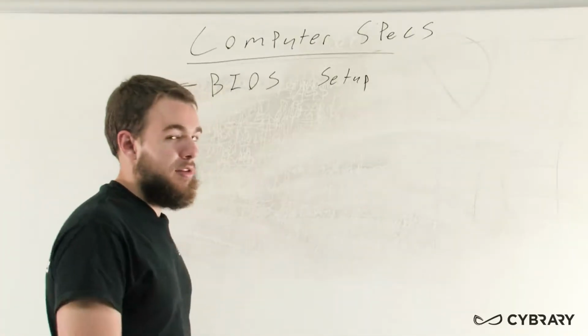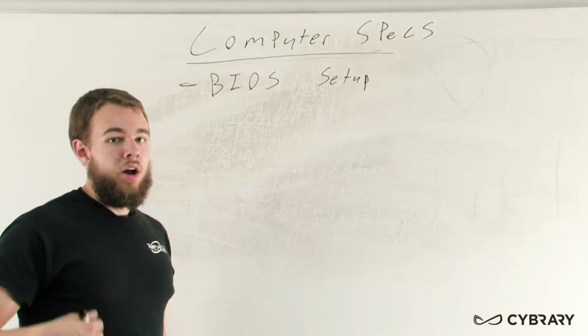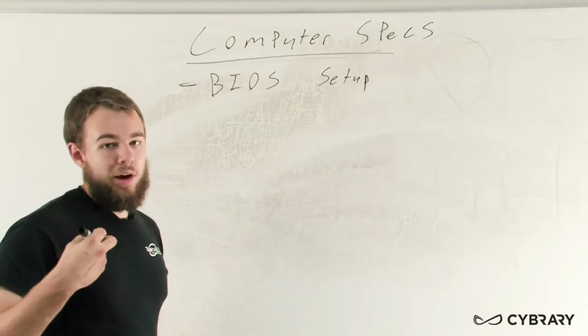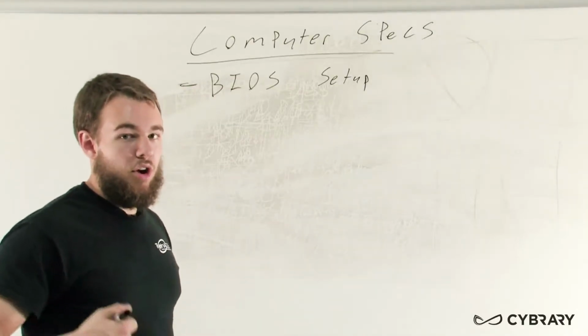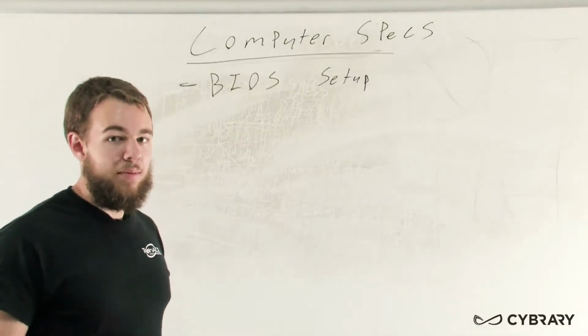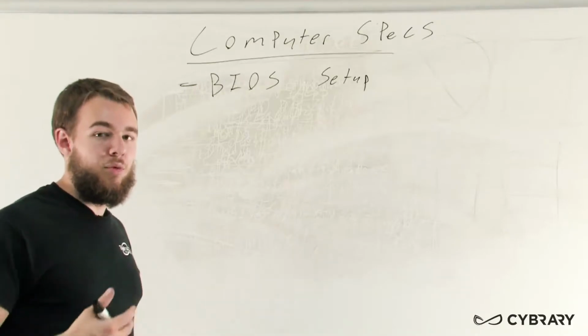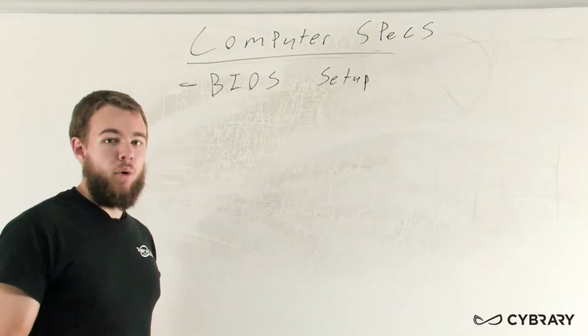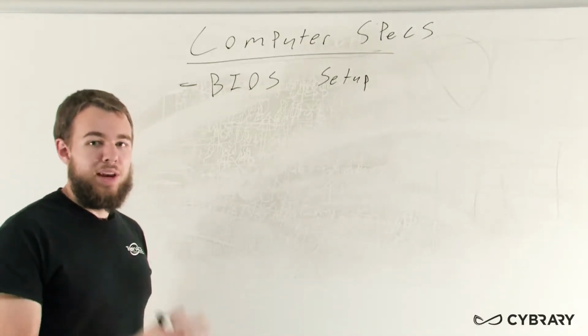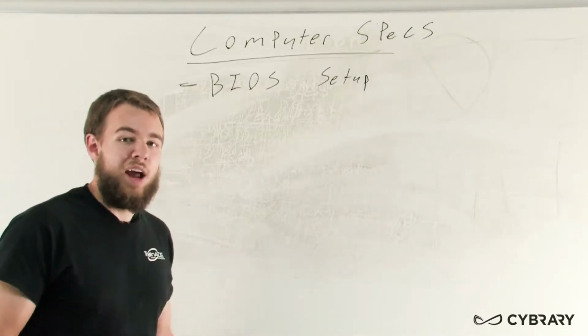Now this BIOS setup will give us information such as our RAM speed, our RAM type, which slots are used, our processor speed, and our processor type. This is very useful information when we're trying to determine what sort of purposes we can use that computer for, and if we need to upgrade or make changes before we use it for certain applications.